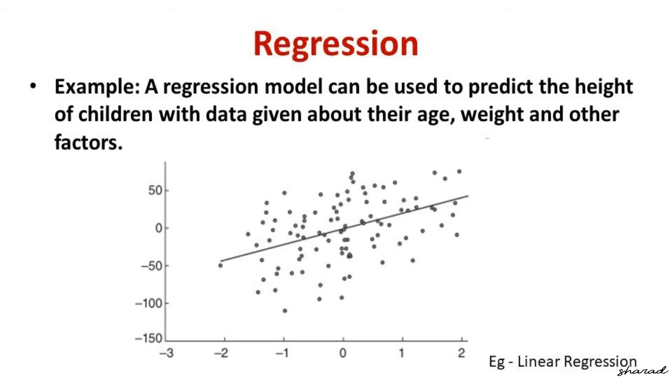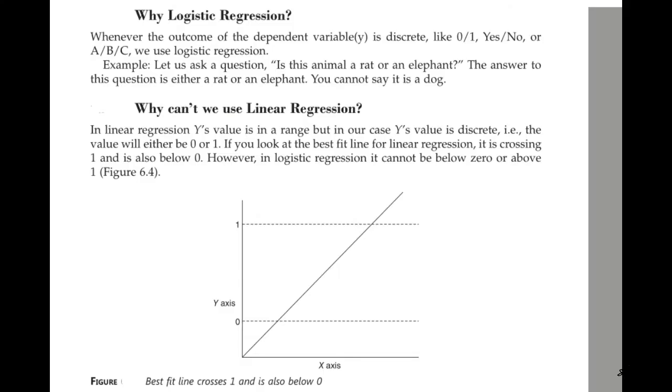a regression model can be used to predict the height of children with data given about their age, weight, and other factors. In logistic regression, the dependent variable is categorical, that is 0 or 1, true or false, yes or no, A, B, C in nature.